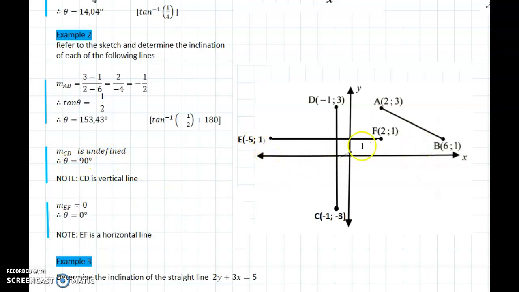Let's look at EF, a horizontal line. How do I know it's horizontal? If it's not in the sketch, the y values are the same. So there's no change in the y values. That's a horizontal line. And what's the gradient here? The slope is 0. And the angle that it makes with the positive x-axis is 0. So note, the gradient is 0, therefore the inclination is also 0.